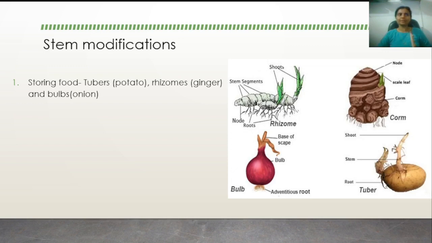Another type of stem modification which we're going to talk about is the bulb. So what are bulbs? The best examples of bulbs are onion and garlic, where the stem is reduced to form a disc-like structure at the base. If you look at onion or garlic, the part which we consume is actually the fleshy leaf in which food is stored. Then why do we learn about it under stem modification? Because the stem of these plants is reduced to form a disc.